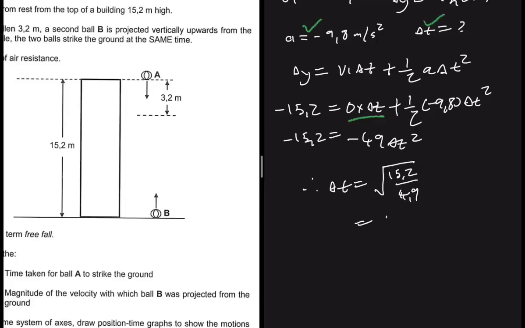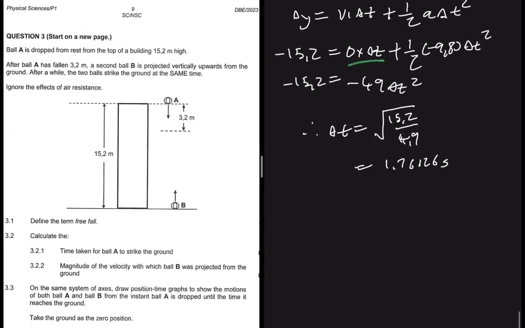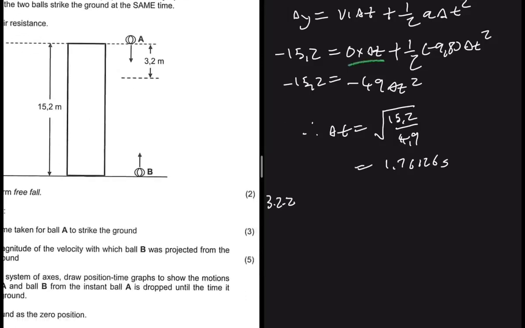I'm getting 1.76126 seconds. So that is the time it takes ball A to strike the ground. Right, it makes sense because it's going to take about 1 second to cover 9.8 meters, right? And then the rest of the height can take less than a second, right? Let's do 3.2.2. So in 3.2.2, quite a demanding one, right?